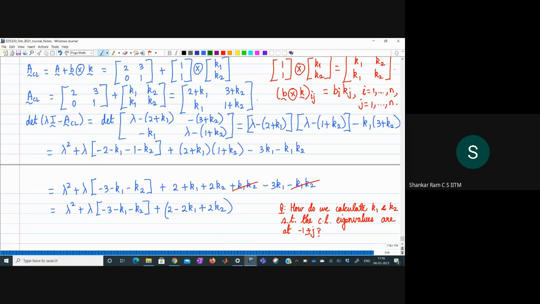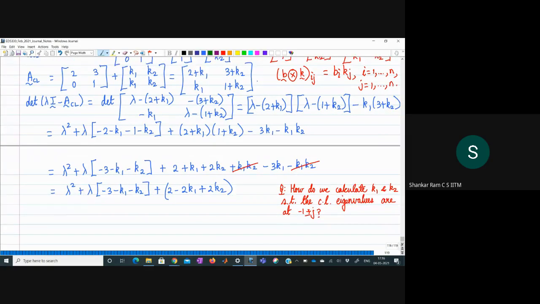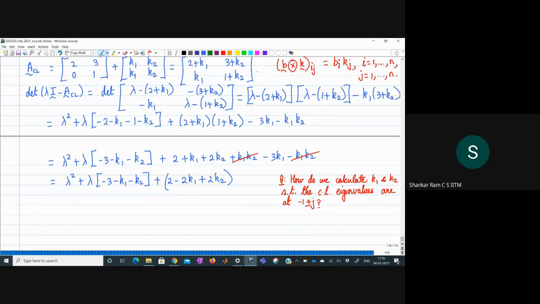Now, of course, one can say, hey, look, I will solve this second order polynomial for its two roots. I will get the two roots in terms of K1 and K2. I will equate the two roots to -1 plus j and -1 minus j, right? So one could do that, but that's going to become a very, very roundabout way of doing things. Let's discuss a simpler way. As we know, this closed loop characteristic polynomial should be lambda minus lambda 1 desired times lambda minus lambda 2 desired, right? So that's something which we know.